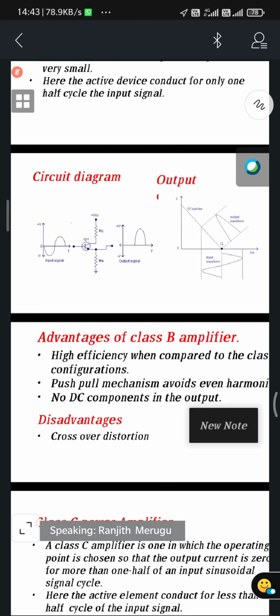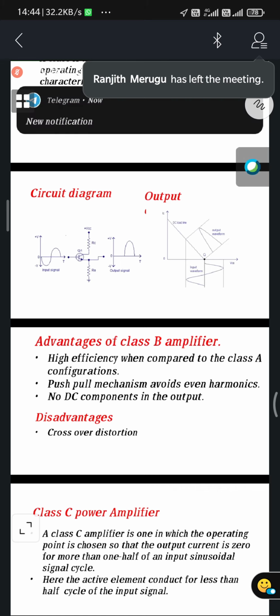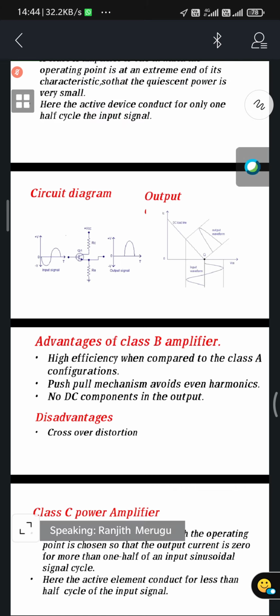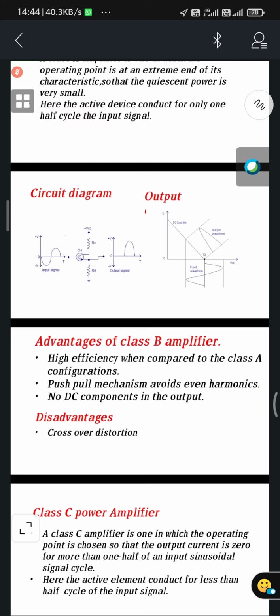If you do the efficiency for the class B amplifier, we are going to get about 78 percent. It means, for example, if you are giving 1 volt, you are going to get 78% of the 1 volt at the output side. It means we can say it has high efficiency when compared to the class A configuration, right?